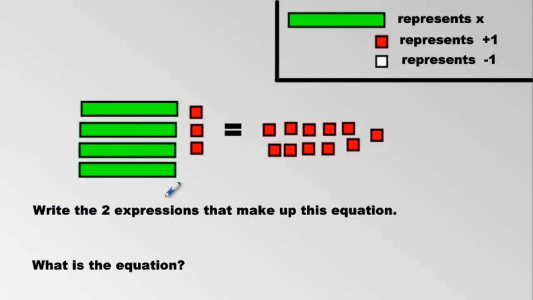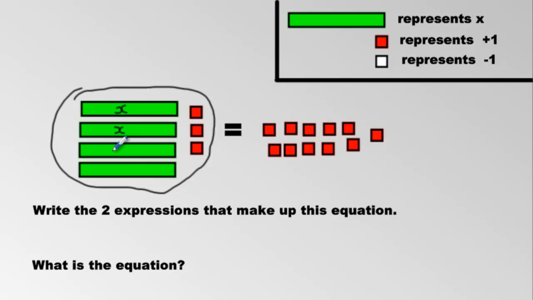It says write the 2 expressions that make up this equation. Well, I've got 2 expressions. I've got one here on this left side, and that says X and another X and another X. I've got 4 X's. I'm going to write 4X. And this together says plus 3. 4X plus 3.